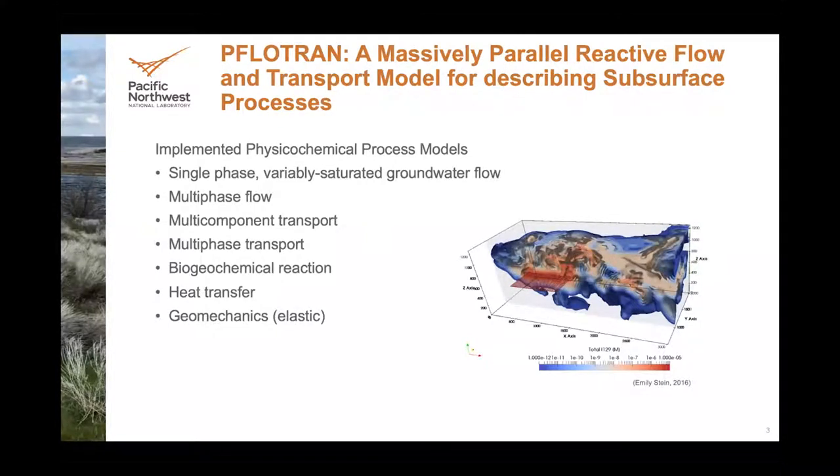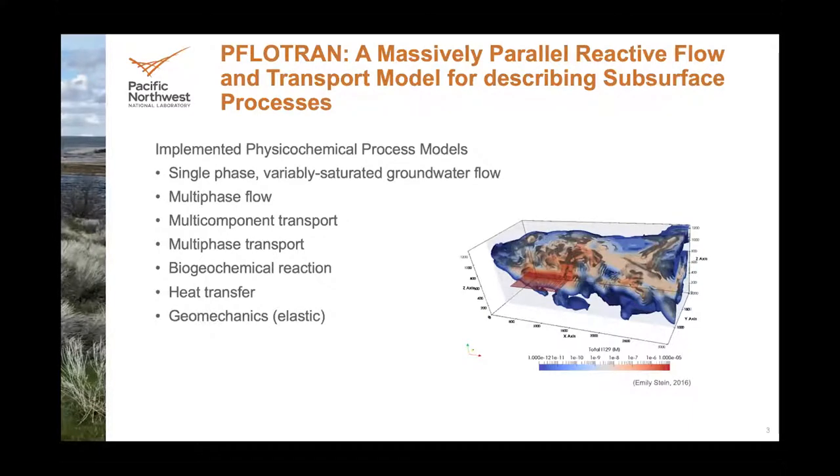There are multiple processes implemented in PFLOTRAN. For example, single-phase variably saturated groundwater flow or multi-phase flow. Multi-phase here means gaseous phase and aqueous phase, for example, the air and water flow in the porous media. These two processes can be simulated independently or combined with other processes such as multi-component transport or heat transfer.